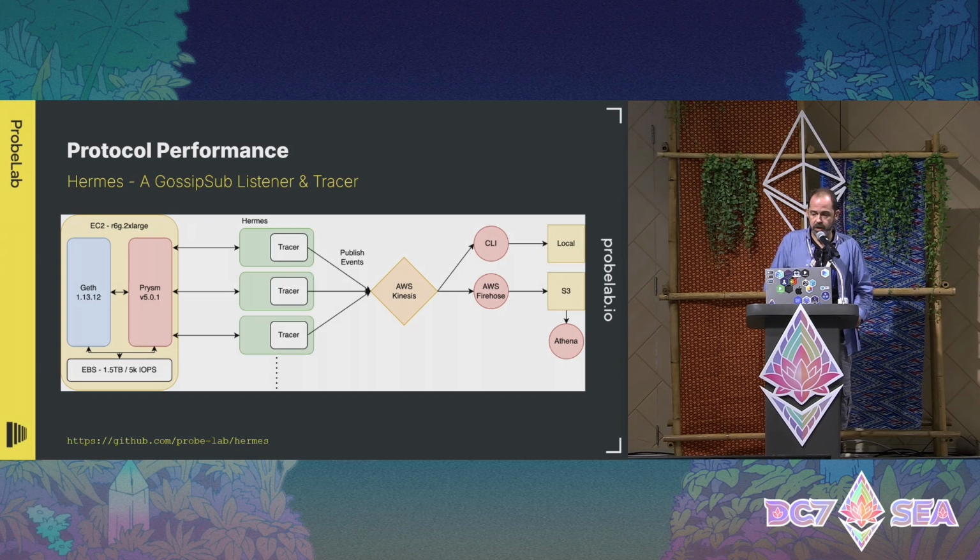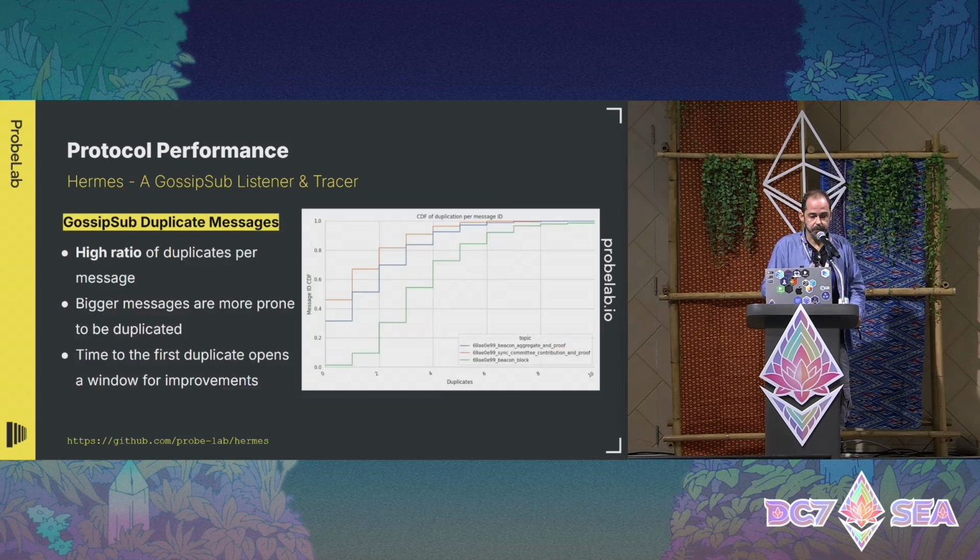This is roughly what the architecture looks like, but I'm not going to stay on this slide because that's just one way of doing it. There might be several others, and even this might evolve over time, but this is what we used for deploying Hermes on the Ethereum network.